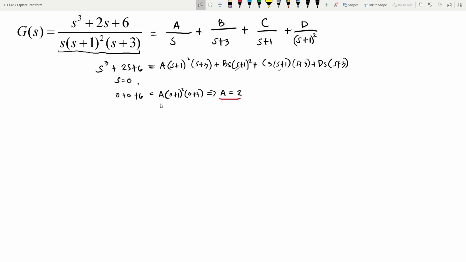So next, if we assign s as negative 3, our equation becomes negative 27 minus 6 plus 6 equal to, so the terms with a, c, and d are 0. So we only have negative 3 b times 4. So b is equivalent to 2.25.